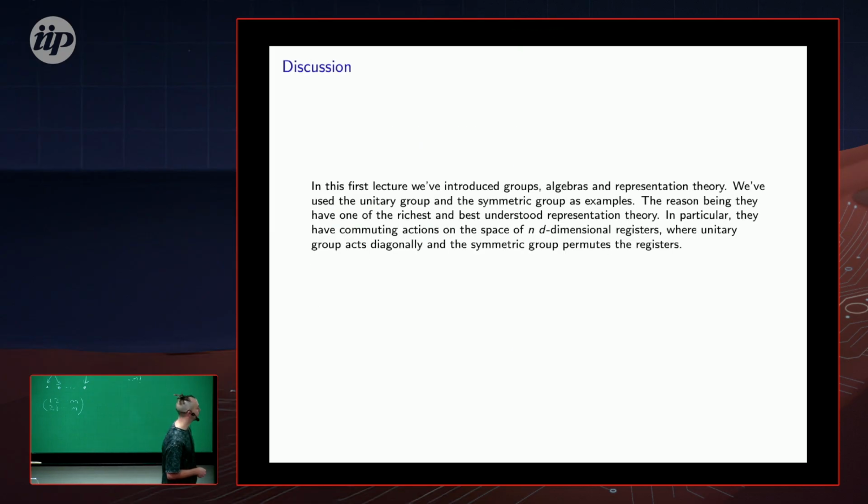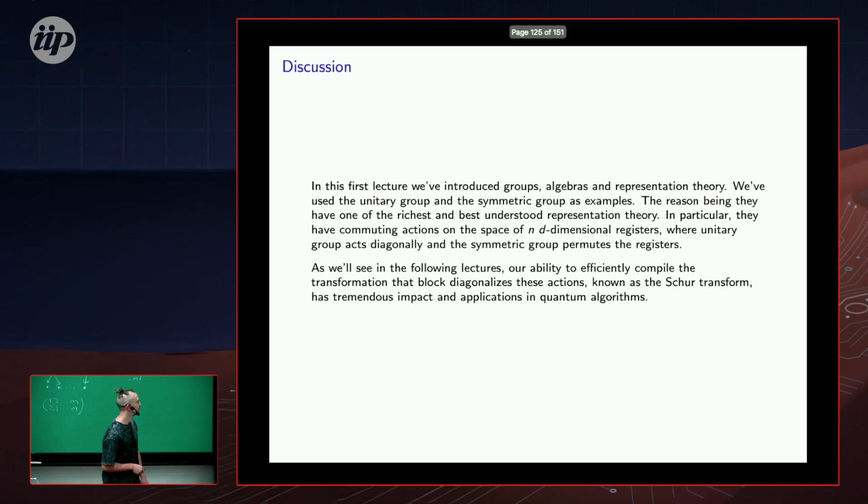I think we can wrap up with this. We've introduced representation theory of groups, algebras, and exemplified with symmetric and unitary groups. We will see applications soon. As I was saying, the reason why they're interesting is that they have this commuting action, and the ability to efficiently compile transformations that block diagonalize these actions, known as the Schur transform, will have important impact and application in quantum algorithms. With that, I thank you.